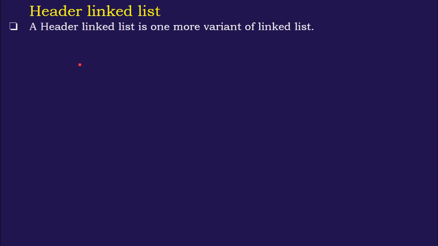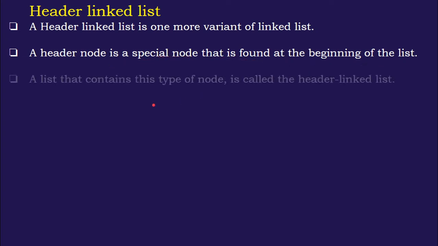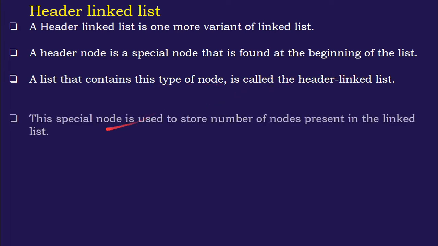Let us see the definition. A header linked list is one more variant of the linked list. A header node is a special node that is found at the beginning of the list, and the list that contains this type of node is called the header linked list. This special node is used to store the number of nodes present in the linked list. So we can store the size of the list, the number of nodes, in the header node.